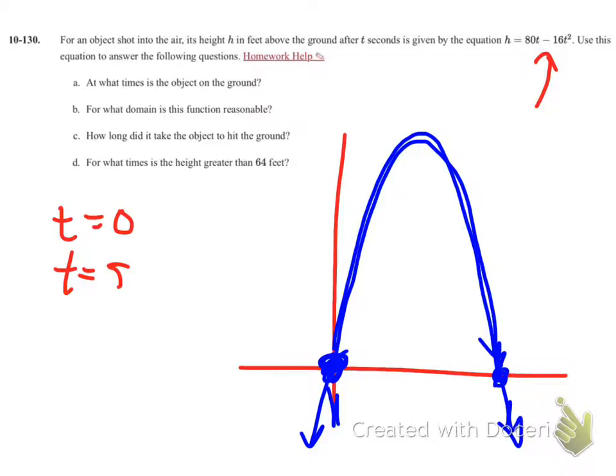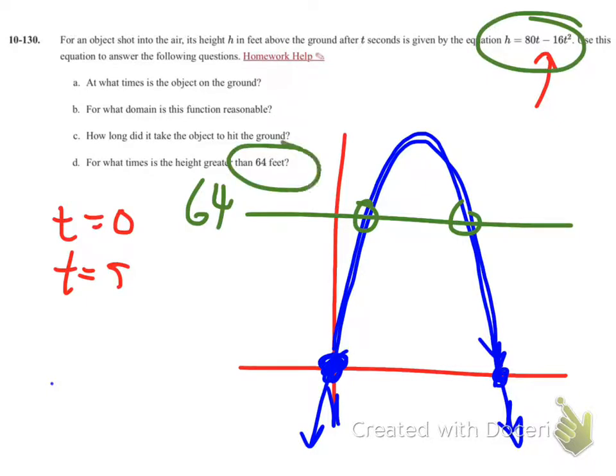All right, for problem D now, we want to know at what times is the height greater than 64 feet. So we want to figure out, notice I did not put a y scale over here, but somewhere over here is going to be a height of 64. We want to know at what point is it higher than 64. So to do that, I'm going to take my equation and set equal to 64 and solve. So it'll be a quadratic, and I will solve that.